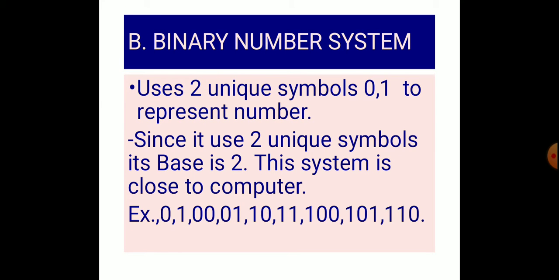Then second number system is binary number system. This binary number system uses two unique symbols, that is 0 and 1, to represent the numbers. So since it uses two unique symbols, its base is 2. The system is close to computer. You know it very well. Computer knows only binary numbers, that is 0 and 1. So when we write the program, we will write it in English or some other language like C and C++, but that will be converted into its machine form. Okay, so that machine form is 0 and 1.